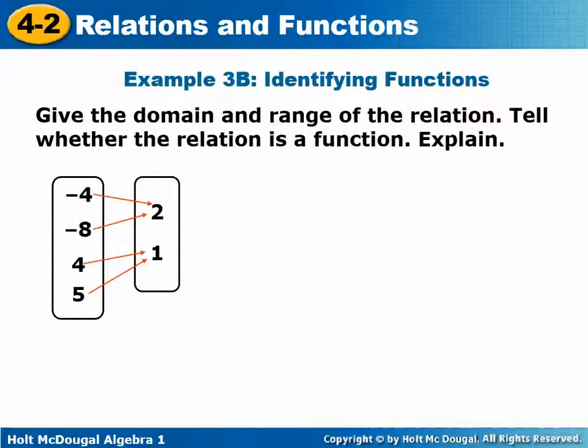It's easier to see it when it's written like a map like this. So the domain, the x values, are over here, and the y values, the range values, are over here. So let's look at this. -4 is going to 2, -8 is going to 2, 4 is going to 1, and 5 is going to 1. Now you might look at this and say, well, it's not a function because 2 domain values are going to 1 range value.